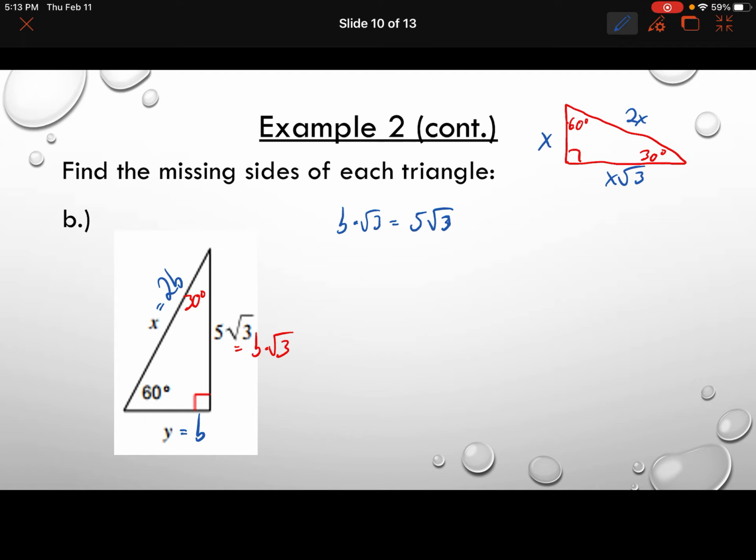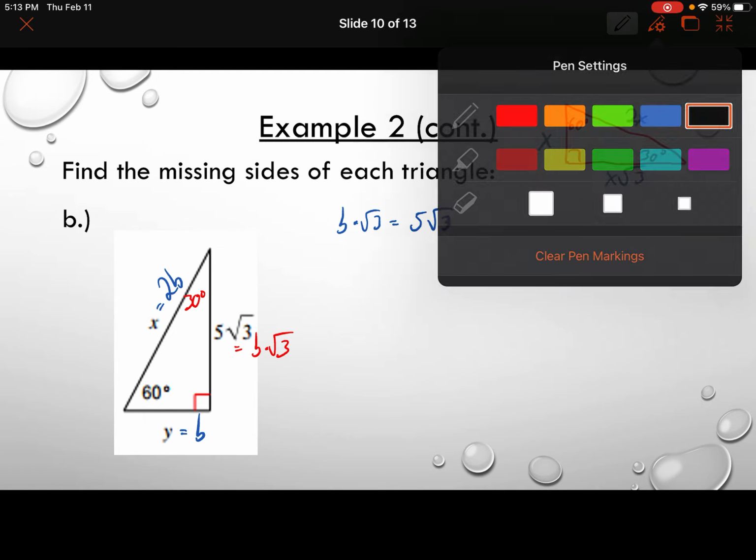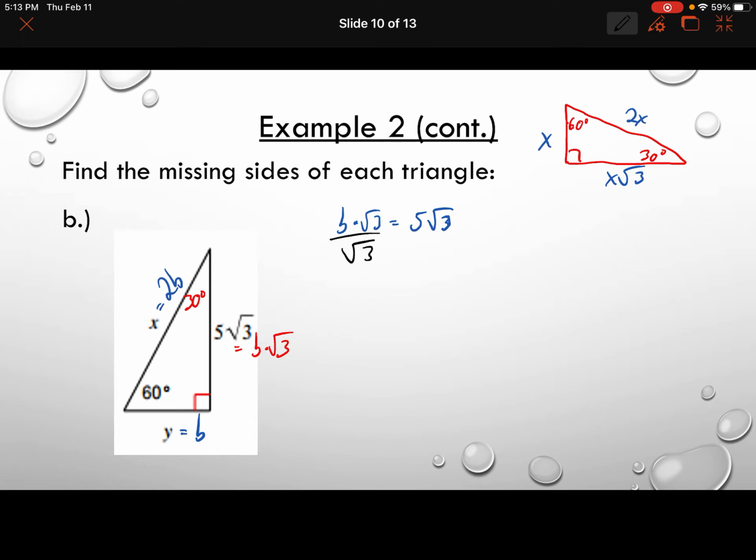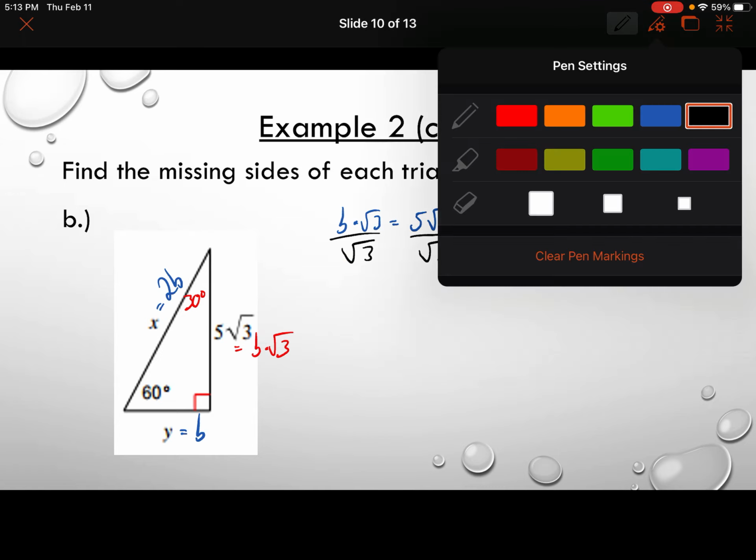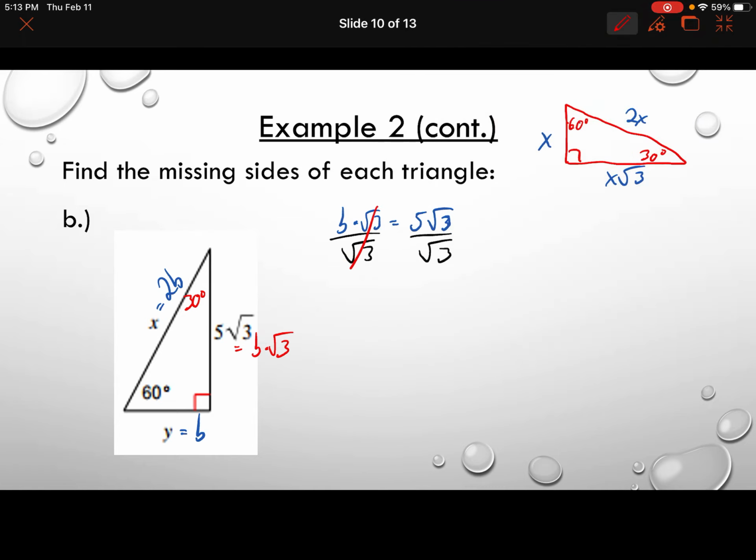So let's see, how do we get b by itself? Divide both sides by square root of 3. That cancels out, and on the right side it also cancels out. So that means b is equal to 5. B is just equal to 5. And we said that y is equal to b, and we just said b is equal to 5, so it means y is equal to 5.